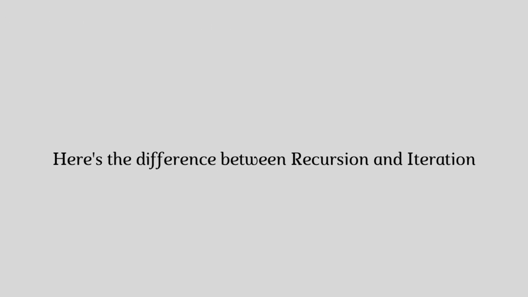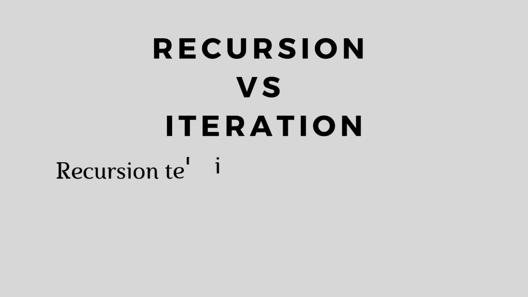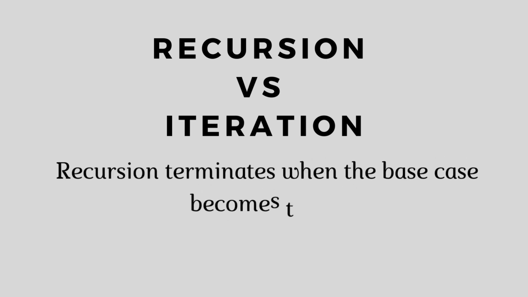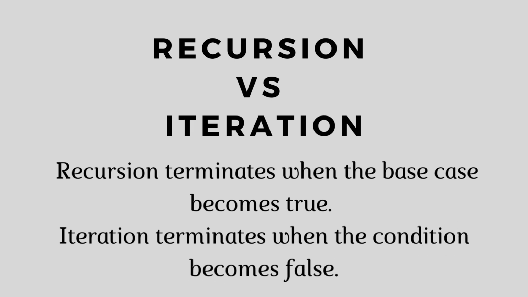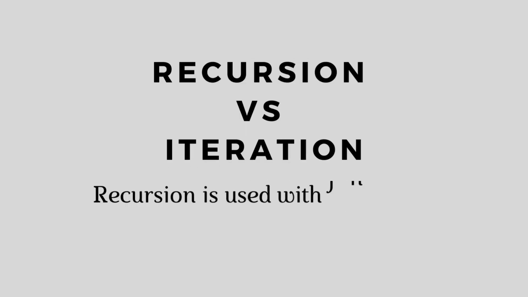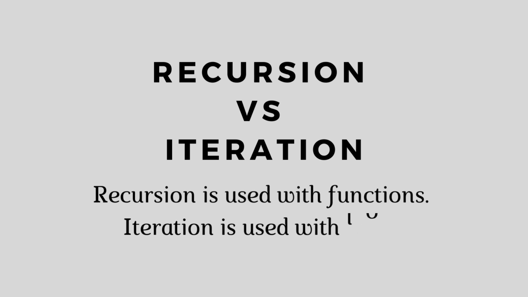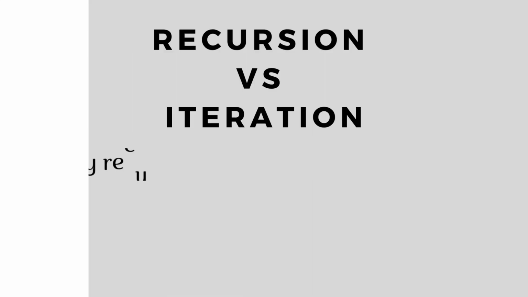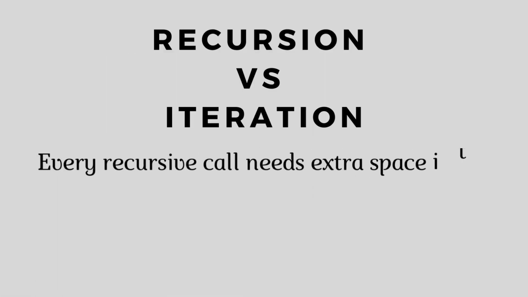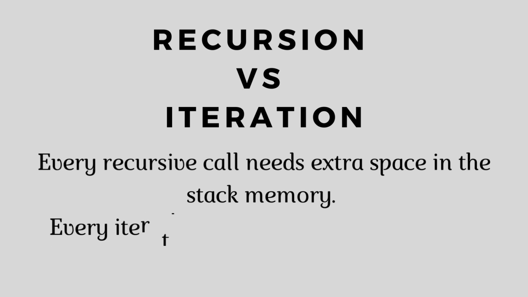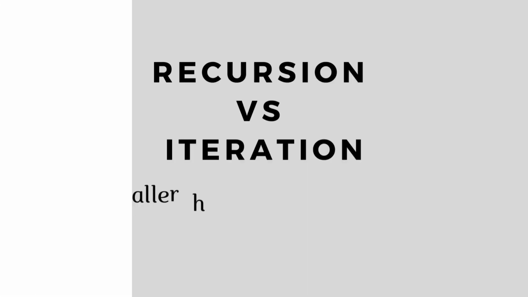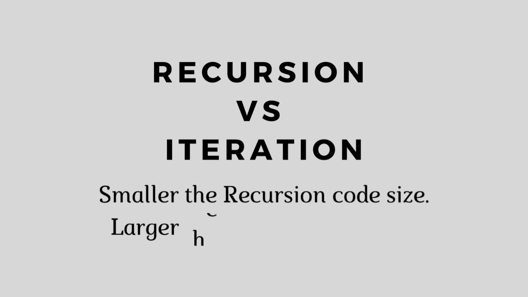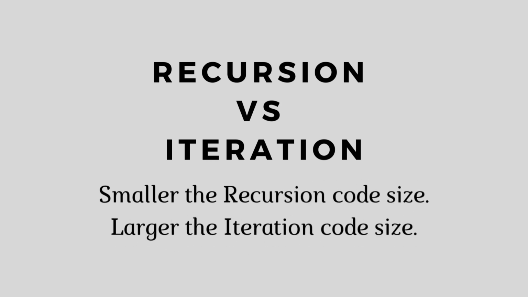Here's the difference between recursion and iteration. Recursion terminates when the base case becomes true, whereas iteration terminates when the condition becomes false. Recursion is used with functions. Iteration is used with loops. Every recursive call needs extra space in the stack memory. Every iteration does not require any extra space. Smaller the recursion code size, larger the iteration code size.